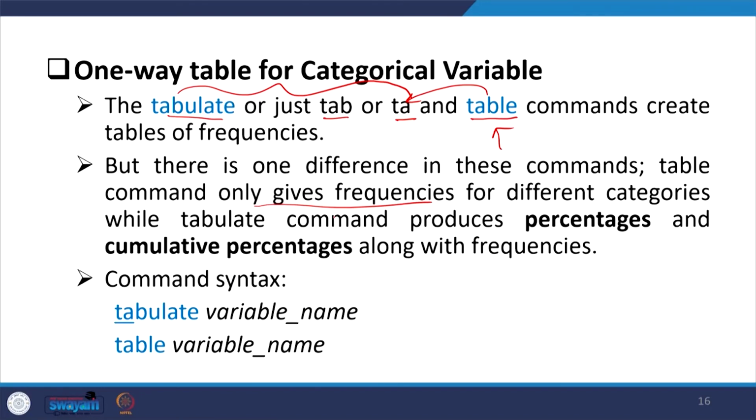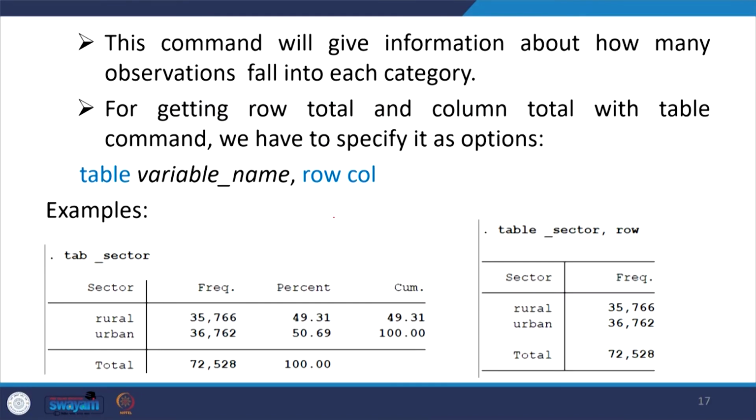That is basically called cross tabulation. We are going to show it. That is basically a two-way table. We will explain it here. So, this is done. This command will give information about how many observations fall into each category. I think that is fine.